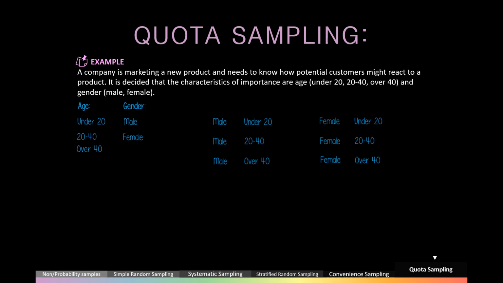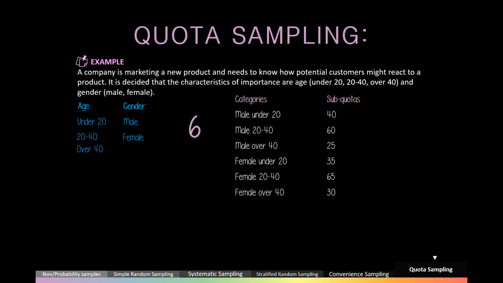So again, just to show you, it was under 20 males, under 20 females, 20 to 40 males, 20 to 40 females, over 40 males, and over 40 females. Now we can see that we have 6 categories and we need to determine the subquotas for our categories. In this table, we have our subquotas for each category. And this is just an example. There is no specific way for you to come up with this. This is for me just to show you how quota sampling works.